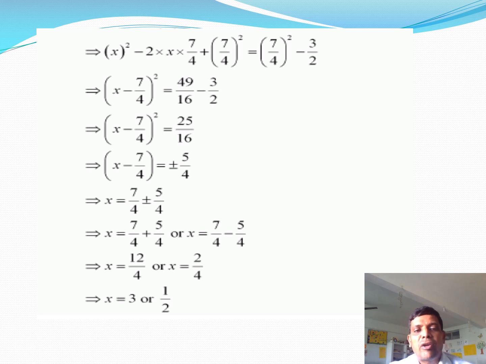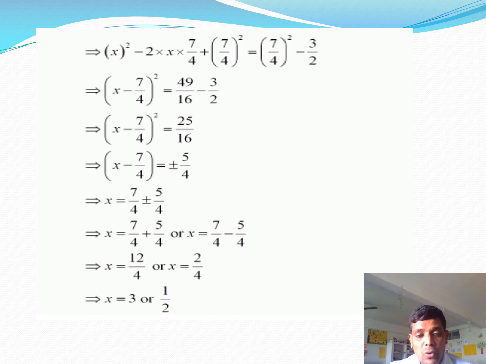Every square root has two roots, plus or minus. One is positive and another one is negative. So x minus 7 by 4 equals plus or minus 5 by 4. Then x equals 5 by 4 plus 7 by 4, or x equals 7 by 4 minus 5 by 4. Two values, a plus value and a minus value.